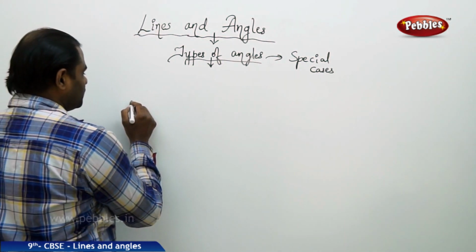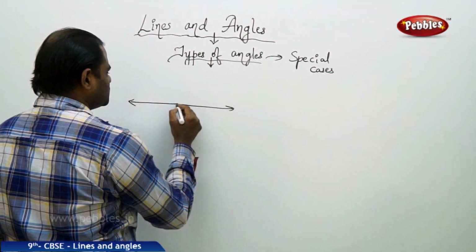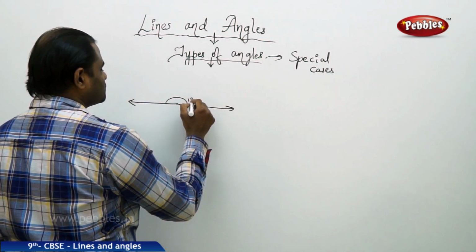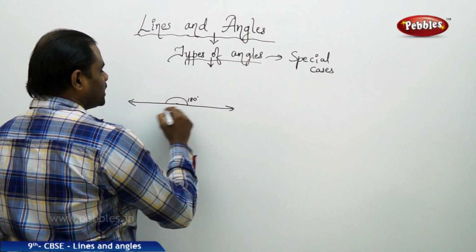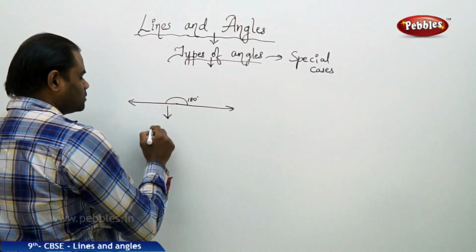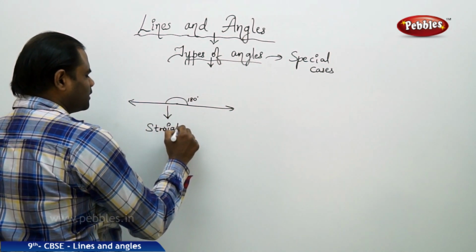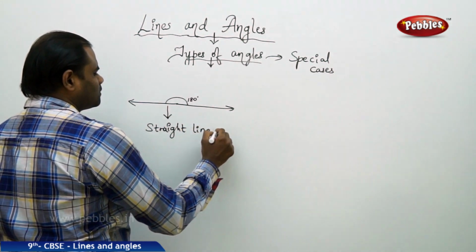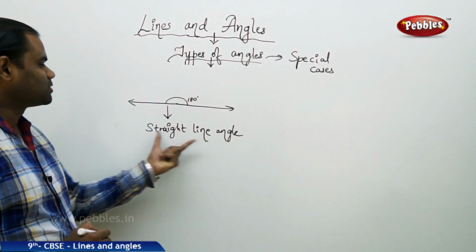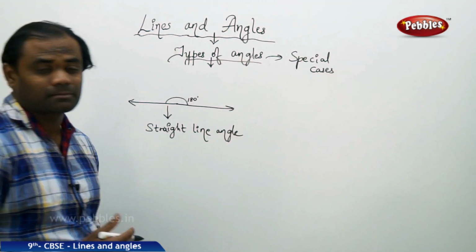Say for example, I have the 2 rays which make an angle of 180 degrees. So when the angle is 180, then that angle is called a straight line angle. So such a line is called a straight line angle, is how we define it for 180 degrees.